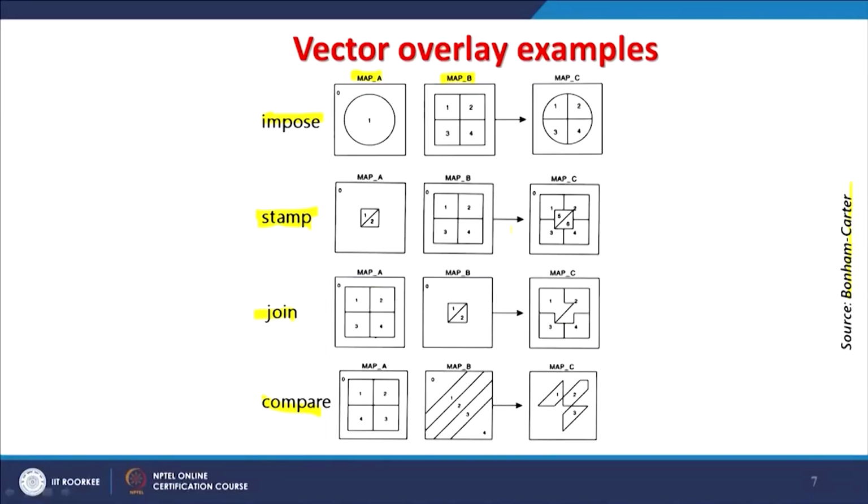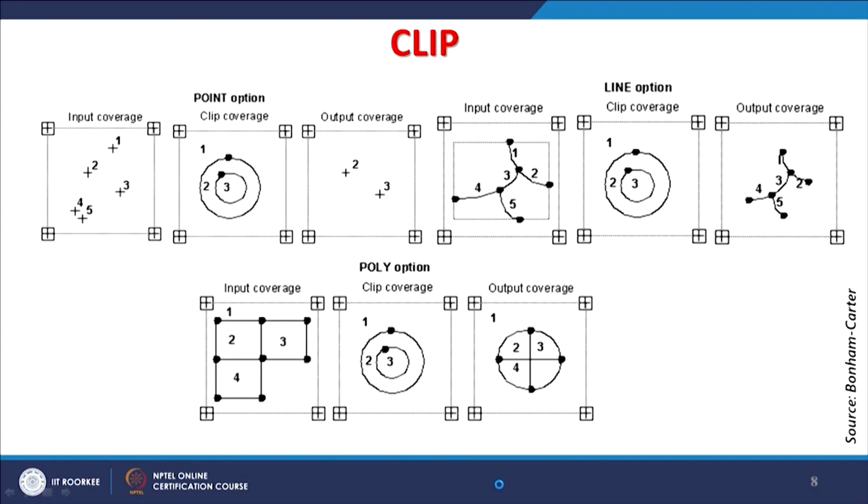Now, here when we go for stamping, basically it is combining these two maps A and B and creating a union here. Similarly, a join, so this is also joining and merging a few polygons here, as you can see in this example in map C. Again, compare A and B, when they are compared the common areas are selected, the rest are excluded. So, this is the exclusion possibility.